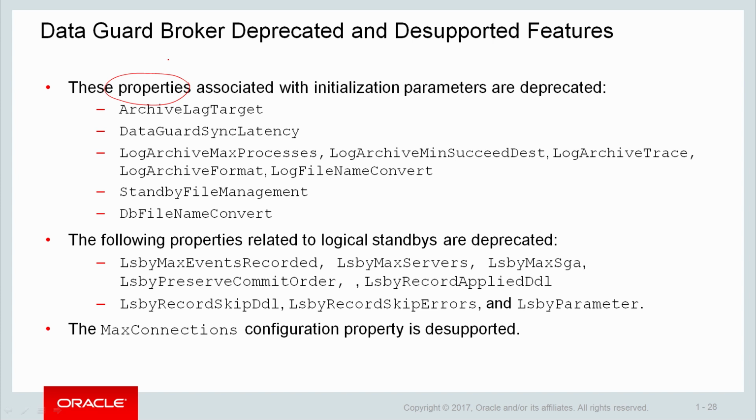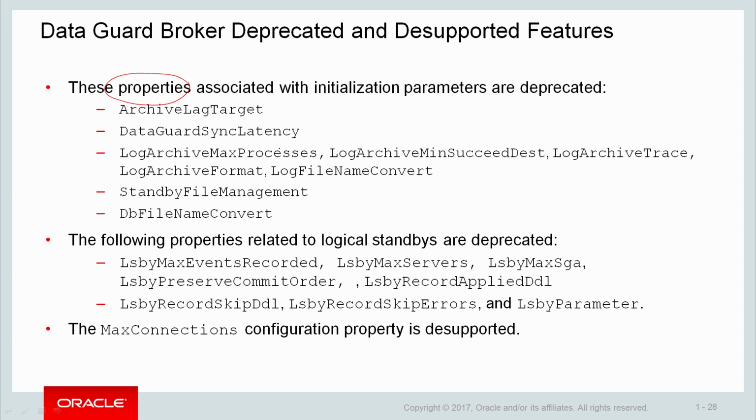Archive log lag target, Data Guard sync latency, log archive max processes, log archive min succeed dest, log archive trace, log archive format, file name convert, standby file manager, and DB file name convert are deprecated. You don't need to set these. Well, you can still set them, but going forward, eventually they will be desupported. You need to set these by using the equivalent edit database set parameter command.